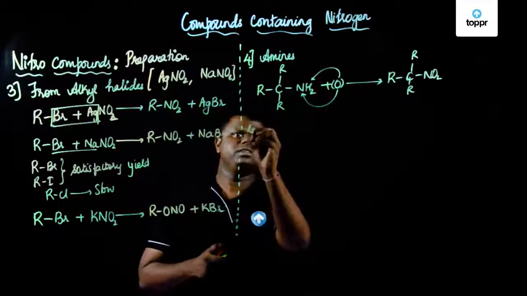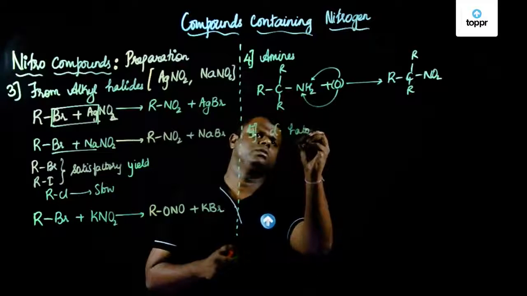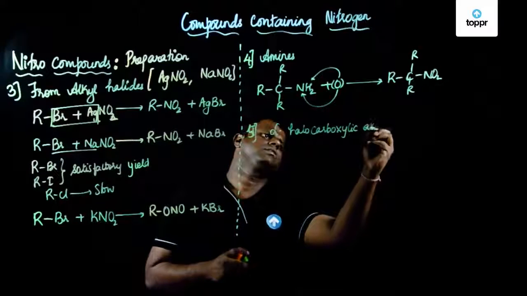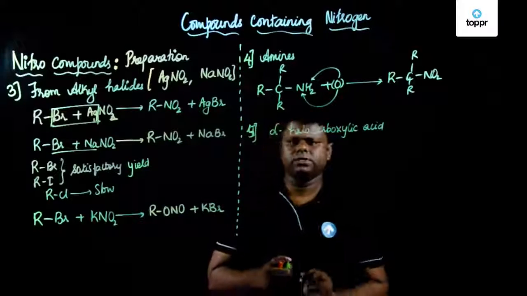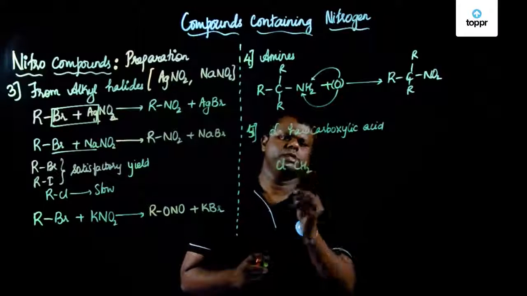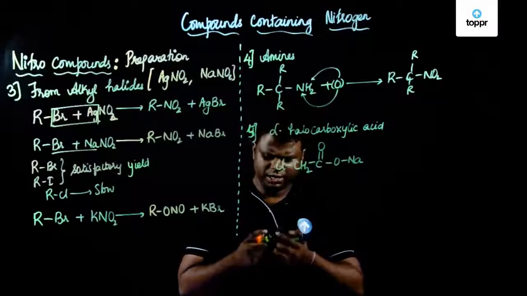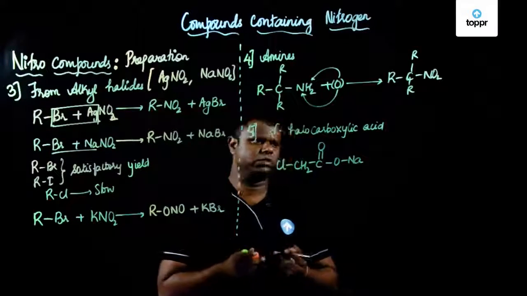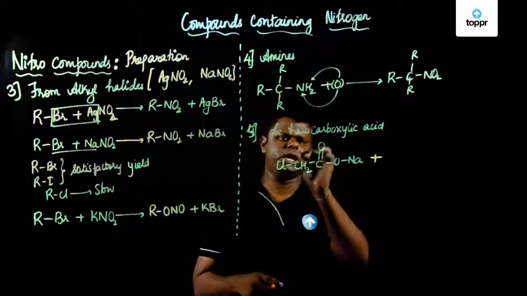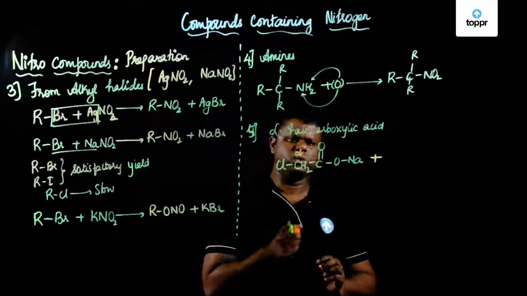Now the next method is using alpha halo carboxylic acid salt. Now we are going to write down Cl, this will be CH2, right? And then you would be having C double bond O, ONa, correct? If you could see here, this is the carbonyl carbon, so this is the alpha carbon. To the alpha carbon a halogen is attached, so this is alpha chloro sodium acetate.